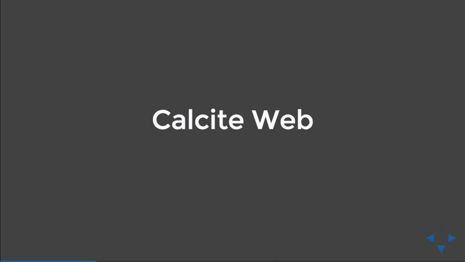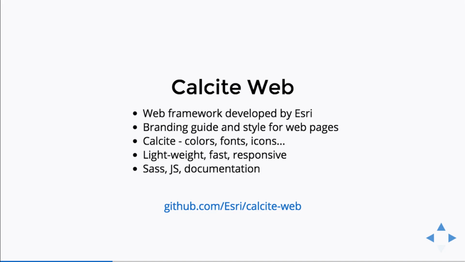So I want to get into some of the projects that you're going to find out in the wild that have the word Calcite in it. Calcite Web is the first one. Calcite Web is a web framework we developed at Esri so we could develop web pages for our landing sites, for Esri.com and for developers at ArcGIS.com. It's essentially Esri's version of Bootstrap. If you know what Bootstrap is, then now you know what Calcite Web is. It's a branding guide that we use, with all the styles for the web pages so that everything is uniform. It implements and borrows from that core project, the core principles that are founded in the Calcite design platform.